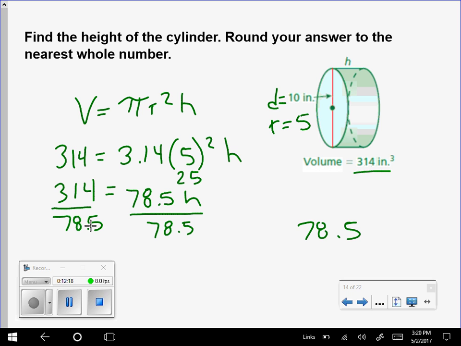314 divided by 78.5 gives me a height of 4 inches. Like I said, you won't see problems like that, but it's still good. I'm not going to be very particular about you writing this one down in your notes.